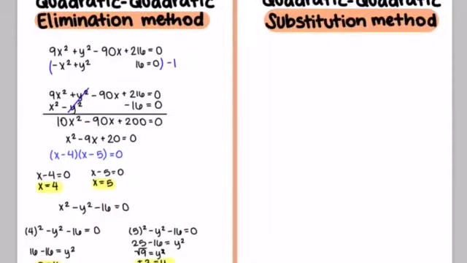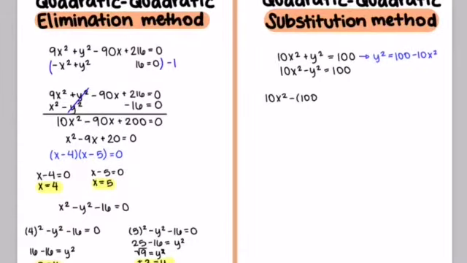So now we're going to try a quadratic quadratic equation by the substitution method. We have 10x squared plus y squared equals 100, and 10x squared minus y squared equals 100. So we're going to make the first one into y squared equals 100 minus 10x squared. And now we're going to substitute that into the second equation, which is 10x squared minus (100 minus 10x squared) equals 100. So that equals 20x squared equals 200.